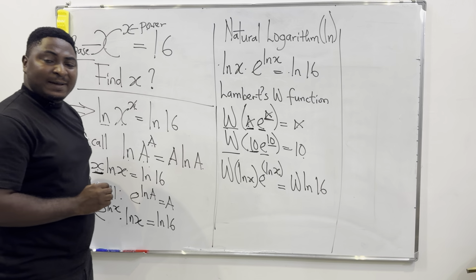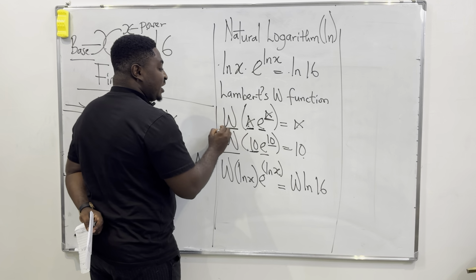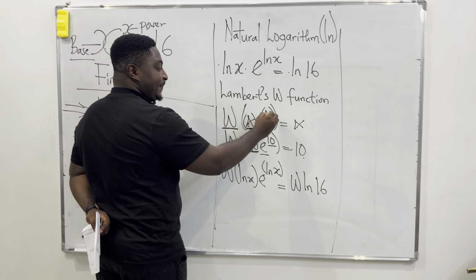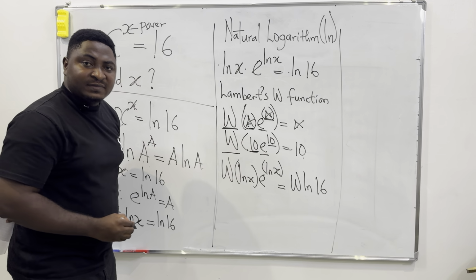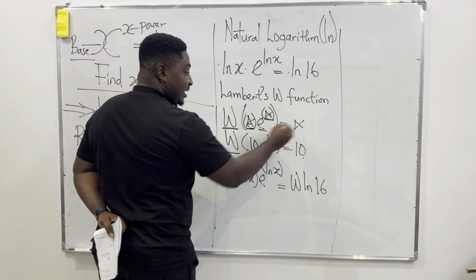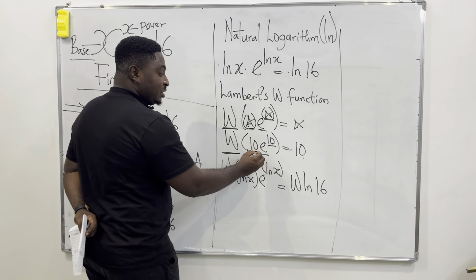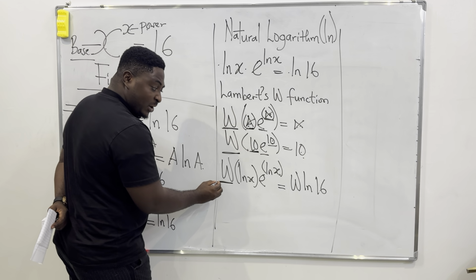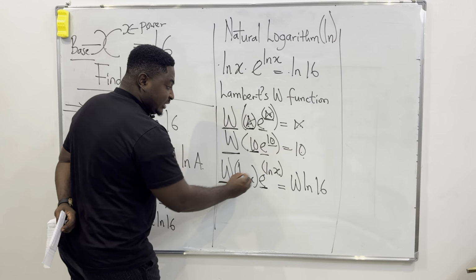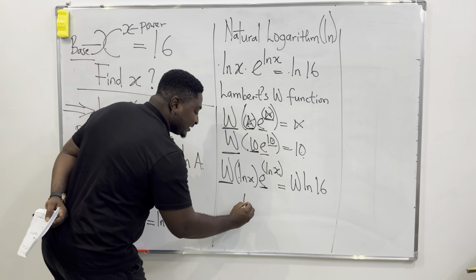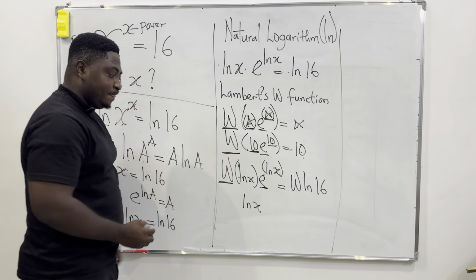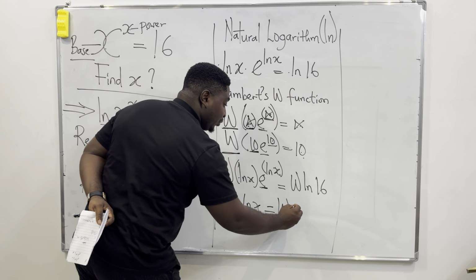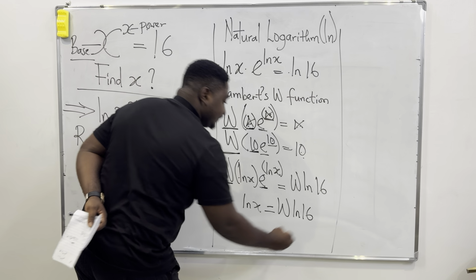Now do not forget what I told you about Lambert's function. Anytime you have a Lambert's function and you have an exponential, check the coefficient of the exponential and check the power of the exponential. Are they the same? If they are the same, then your final answer is this alpha. Check the Lambert's function, check the coefficient and the power. If they are the same, your final answer is 10. Now check Lambert's function. This is our main question. This is the exponential. Are these two the same? Yes, ln x, ln x. So my final answer is ln x on the left hand side. So we say ln x equals Lambert's W of ln 16.